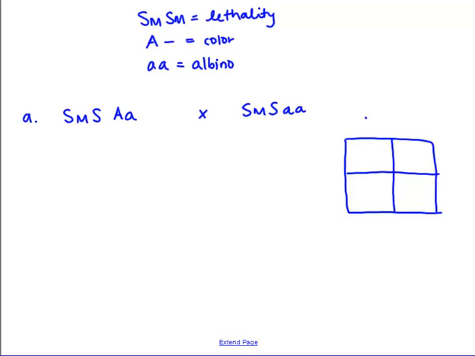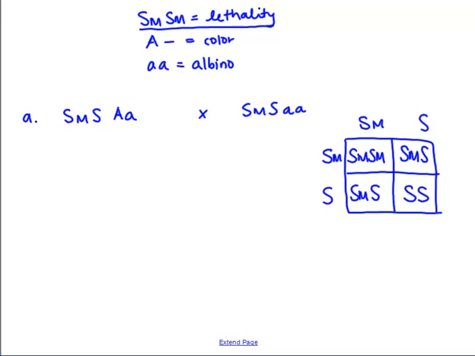Okay, so parent 1 has SM, S, and same goes for parent 2. As we defined up here, SM, SM is lethality. So this offspring is never born. Now these two, the SM, S, they're Montezuma, and this SS is gray. Okay? So when we do the simple line method, we're going to have to keep that in mind.